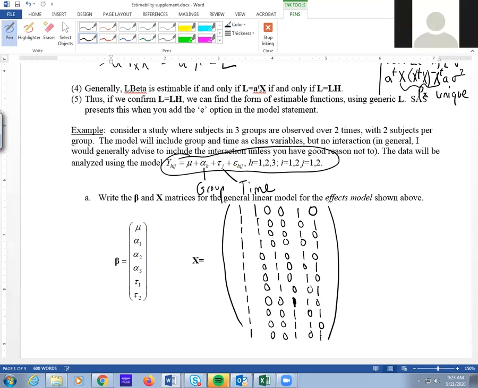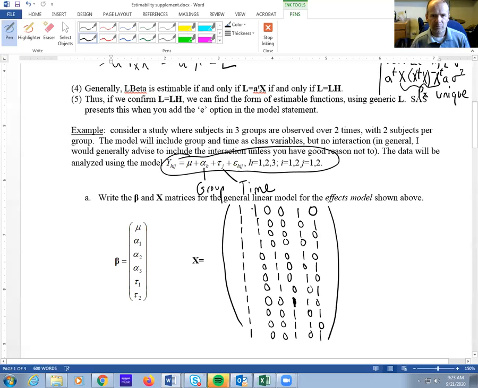No, definitely not, because we have a column for every level, for group and for time. We didn't put any constraints in. We didn't build in a reference level or anything like that. And so if we fit our model, if we use this X, a less than full rank matrix, we can use a G inverse then. But the question is, what linear combinations of our beta are estimable?